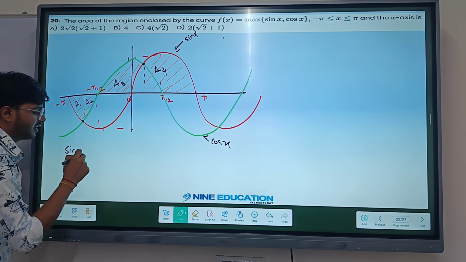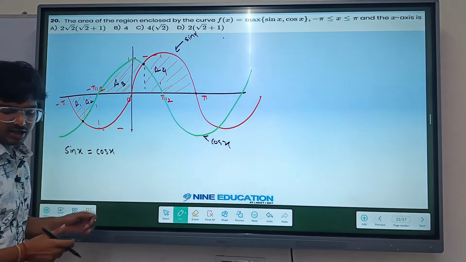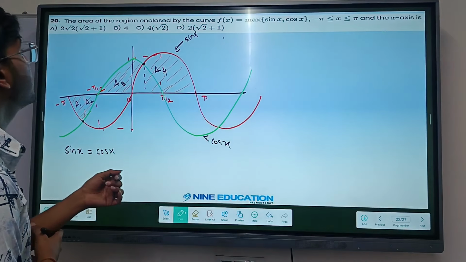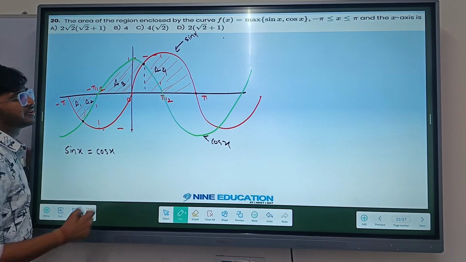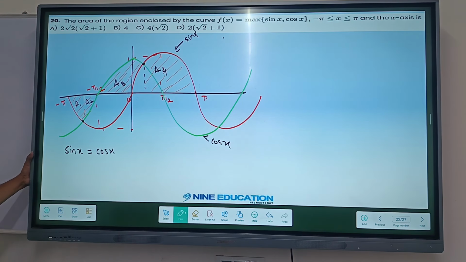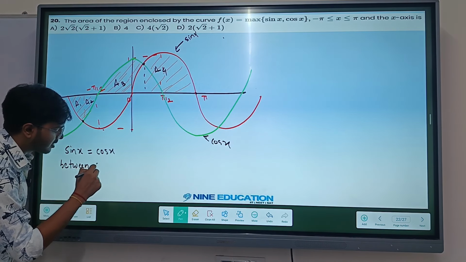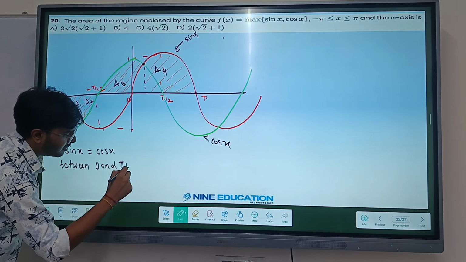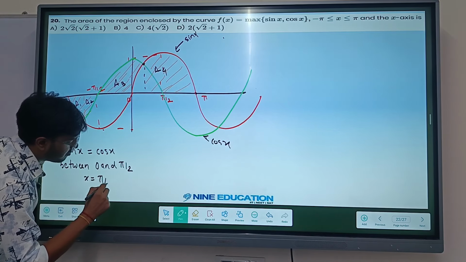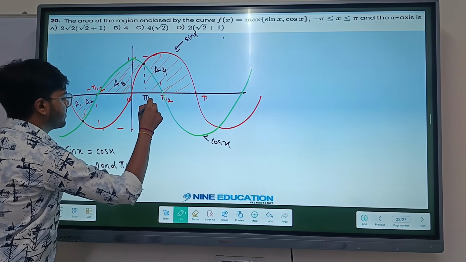Points of intersection of sin x and cos x. First point of intersection between 0 and pi by 2, first quadrant. In the first quadrant, between 0 and pi by 2, when is sin x equal to cos x? Sin x is equal to cos x at x equal to pi by 4, that is 45 degrees.